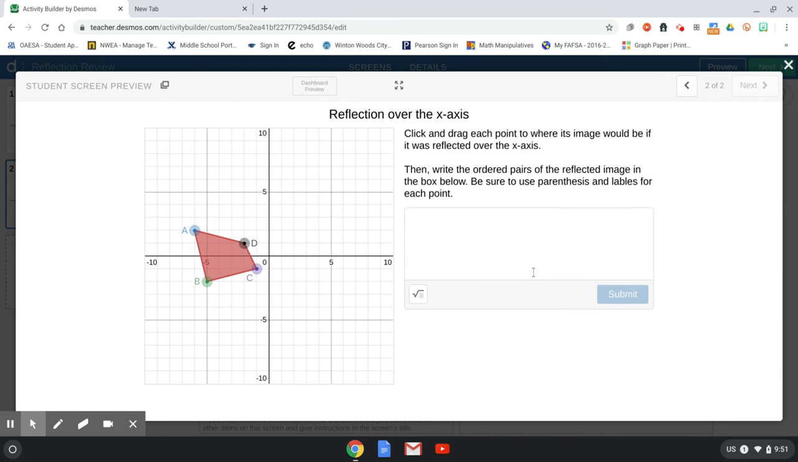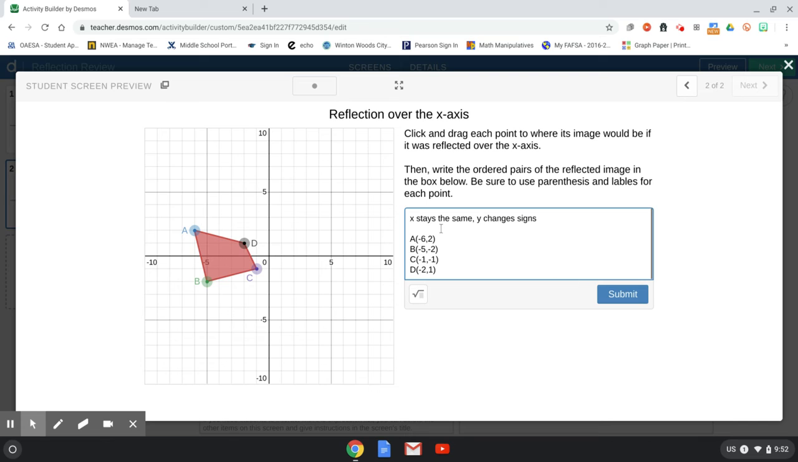Now, let's do one where we reflect over the x-axis. So here's that rule for a reflection over the x-axis. This time, the x value stays the same, but the y changes signs. So on this polygon, point A is sitting at -6, 2. B is sitting at -5, -2. C is sitting at -1, -1. D is sitting at -2, 1.